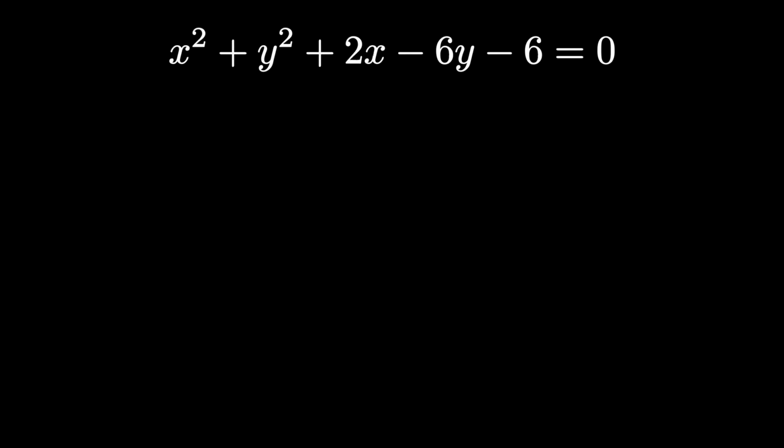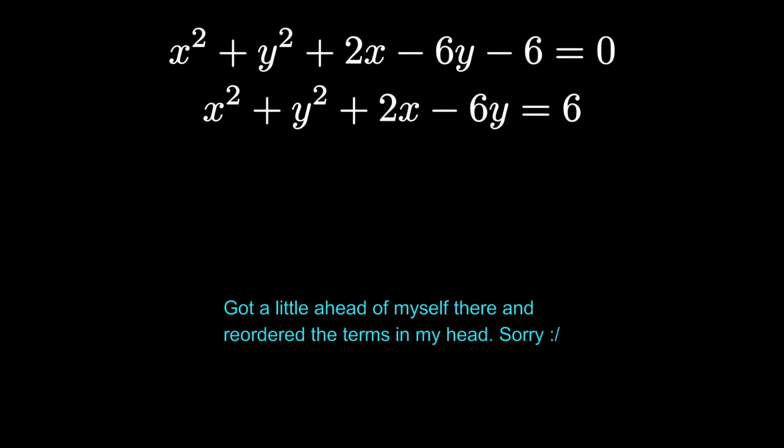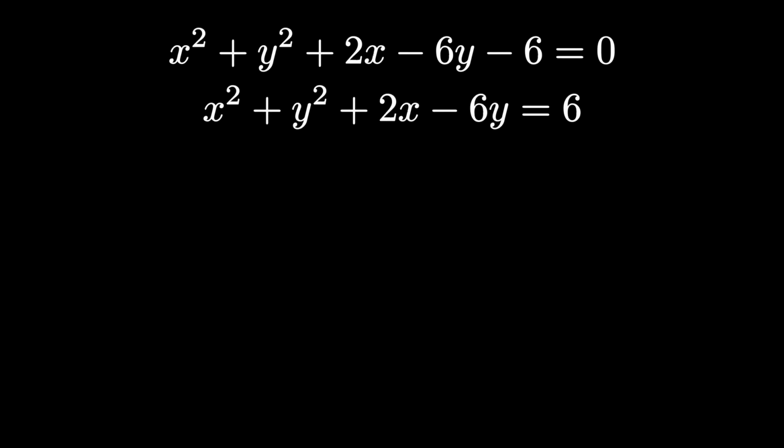So what we want to do is move that minus 6 to the right side. So we're going to add 6 to both sides. And when we do that, it'll leave us with x squared plus 2x plus y squared minus 6y equal to positive 6.